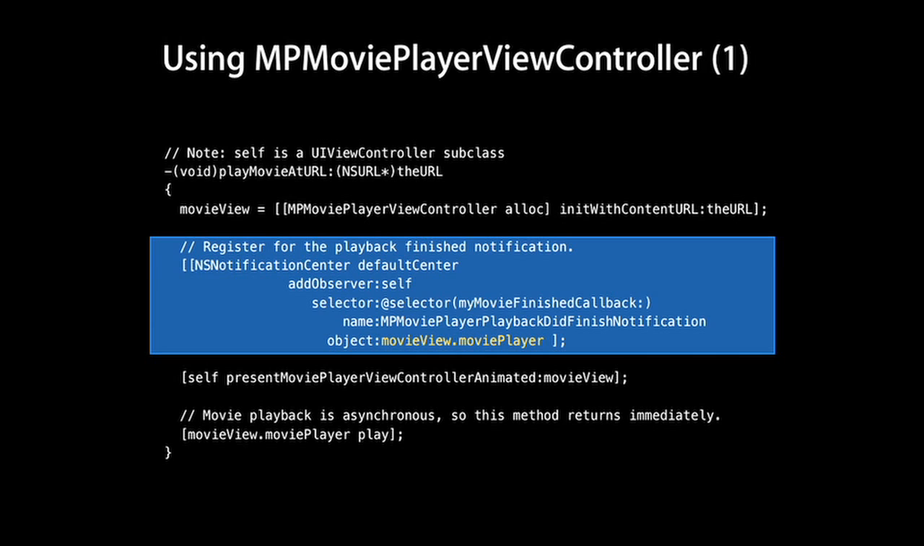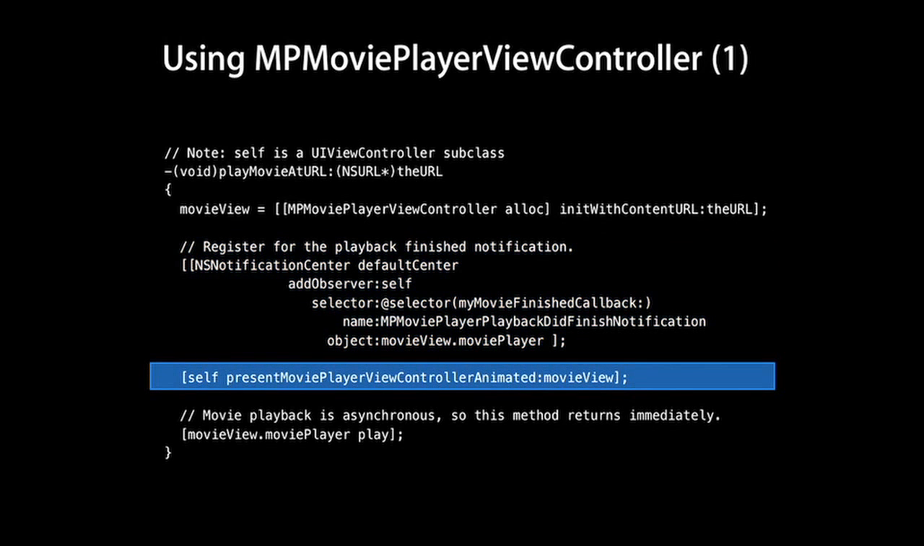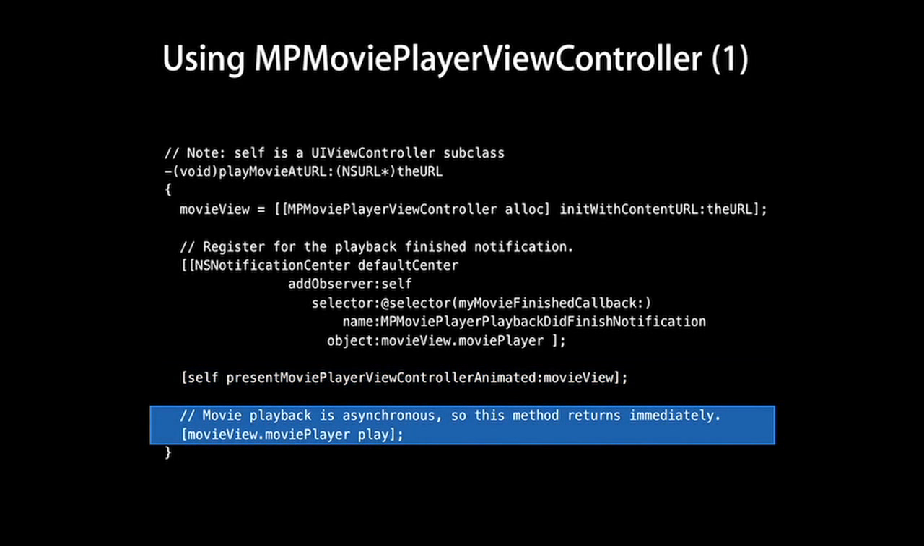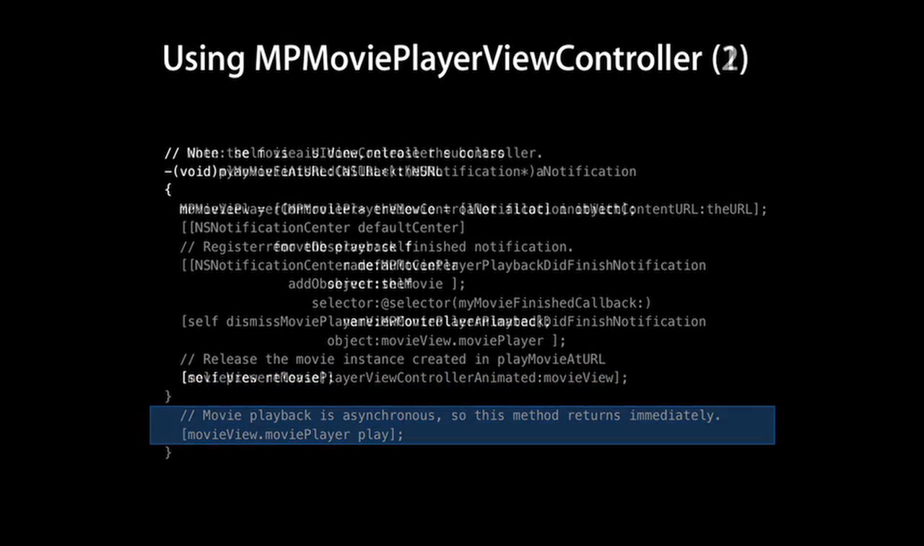Now, once you've done that, you simply tell the view controller to present the movie player view controller. You're calling that method, which goes ahead and has this new view controller take over the screen. And then at that point, all you do is initiate movie playback. Now, notice that this is asynchronous. The movie doesn't start playing immediately, but the method does return immediately.